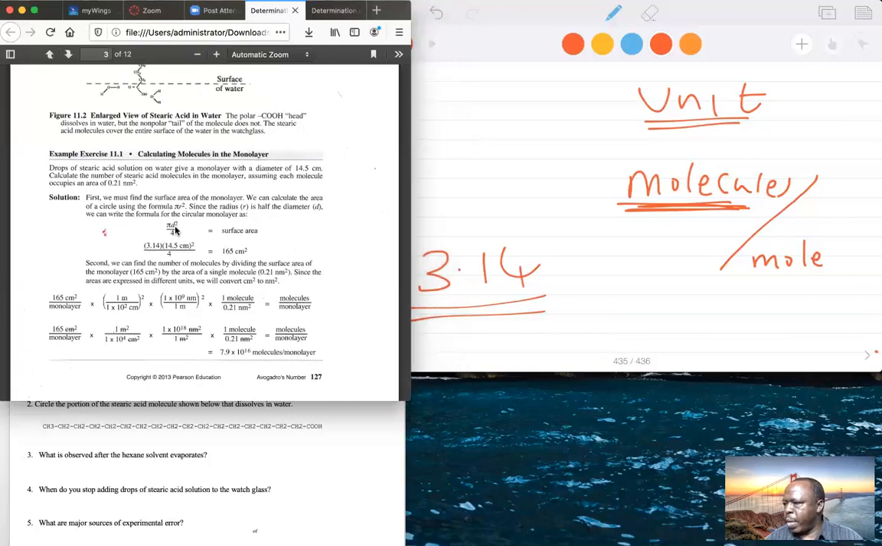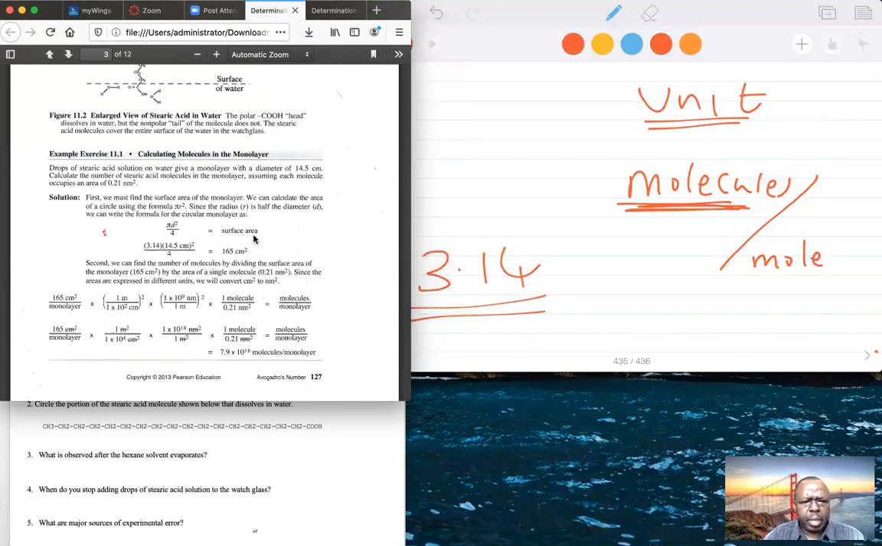You are wondering where are we getting the diameter? We normally measure the diameter using a meter ruler, a metric ruler. You know what a diameter is. I'll show you where to get that value. And 4 is a constant. This will give us the area of the monolayer, all right?